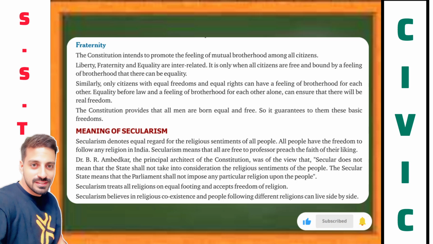Dr. B.R. Ambedkar, the principal architect of the Constitution, was of the view that secular does not mean that the state shall not take into consideration the religious sentiments of the people. The secular state means that the Parliament shall not impose any particular religion upon the people.